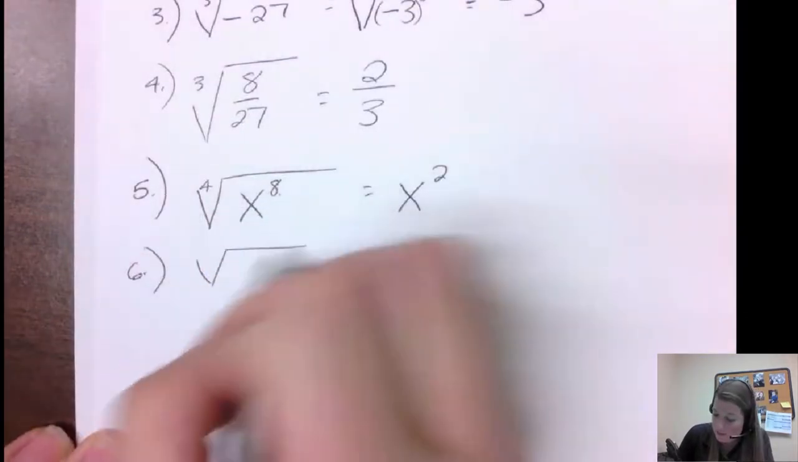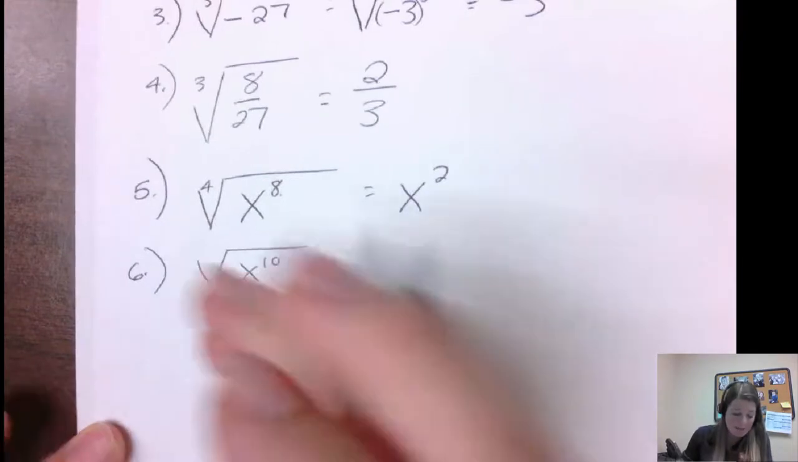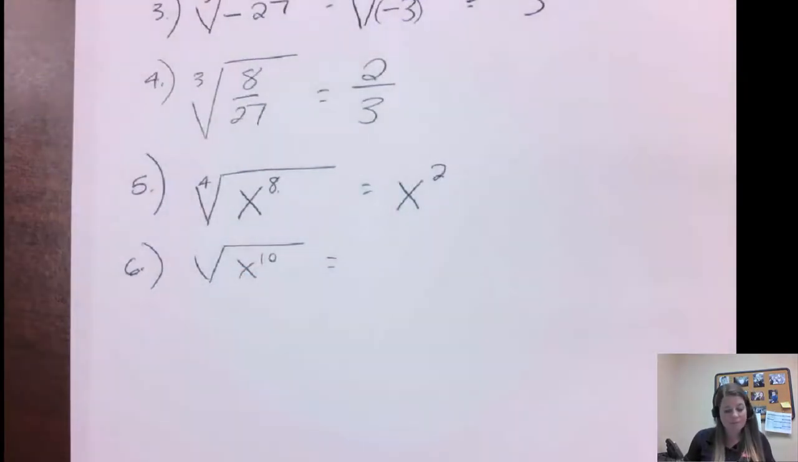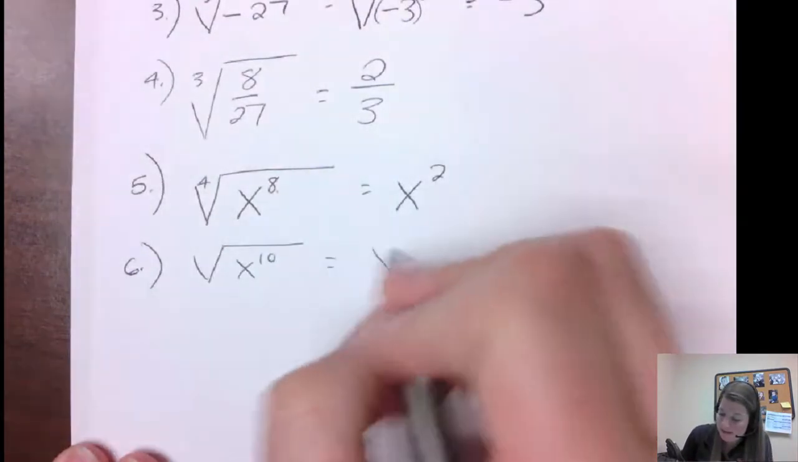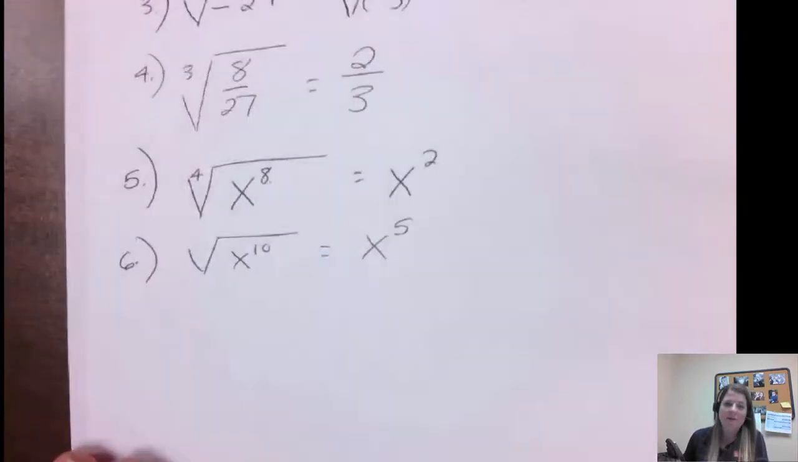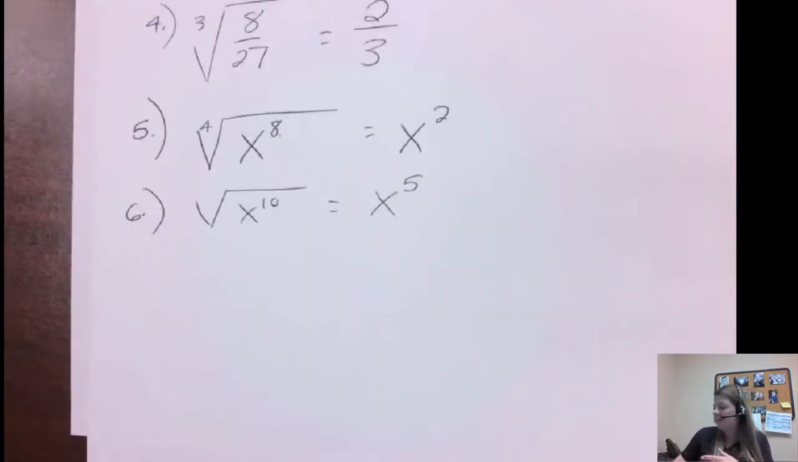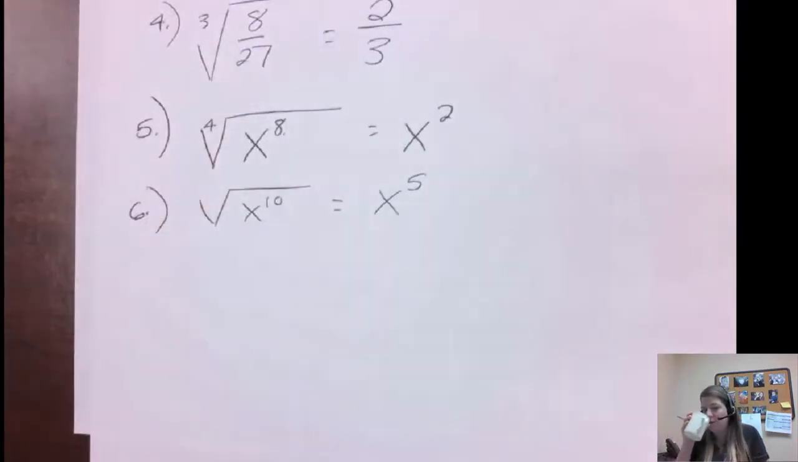What if I had the square root of x to the 10? What will I end up with there? This is like a 2. 10 divided by 2 is 5, or half of them. So squares are half, right? And then for the other powers you have to divide and get the groups of them.